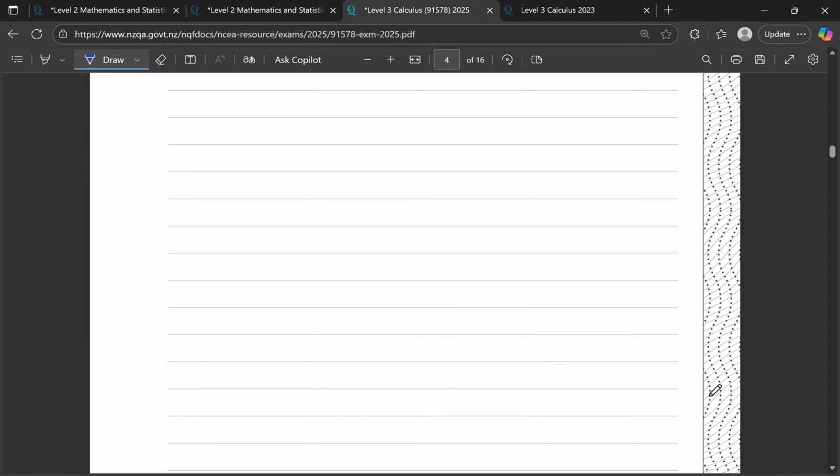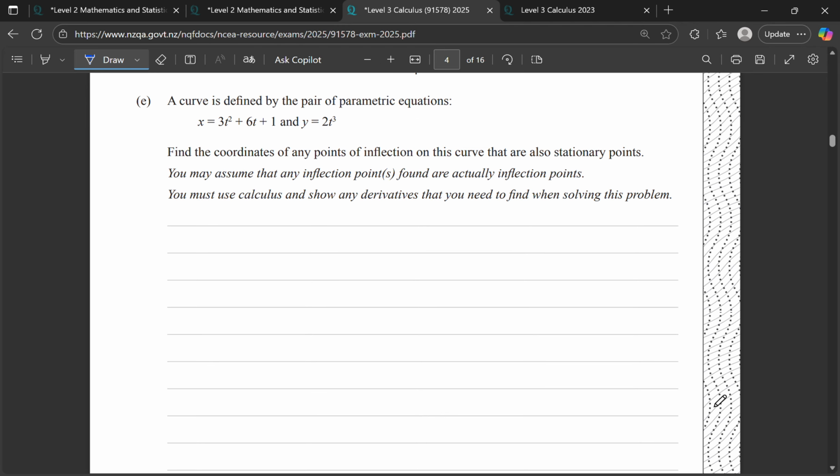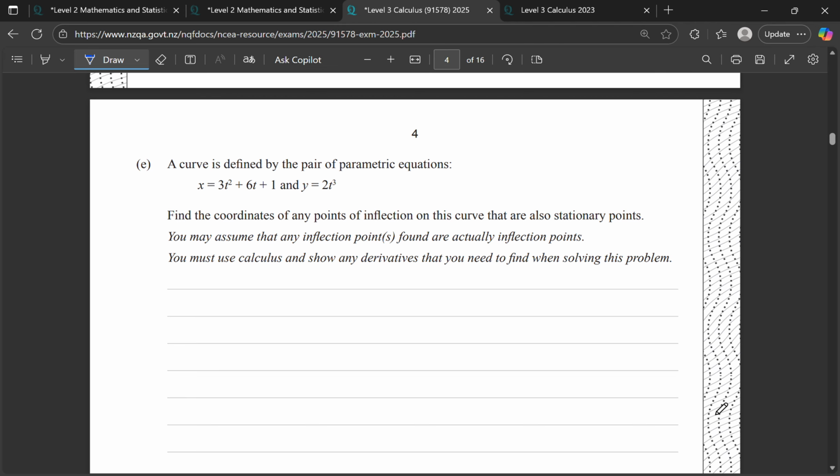And question E, I think this is the last question of question 1. All right, question E, a curve is defined by the pair of parametric equations. X is this and y is that. Find the coordinates of any points of inflection on this curve that are also stationary points. You may assume that any inflection points found are actually inflection points. You must use calculus and show any derivatives that you need to find when solving this problem.